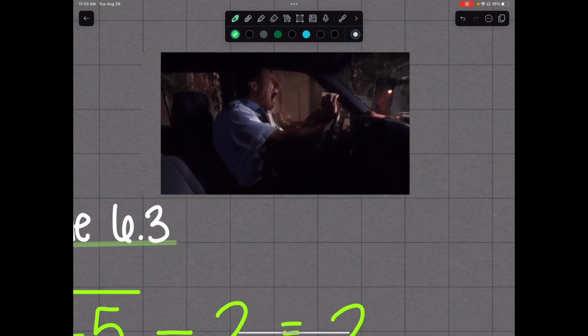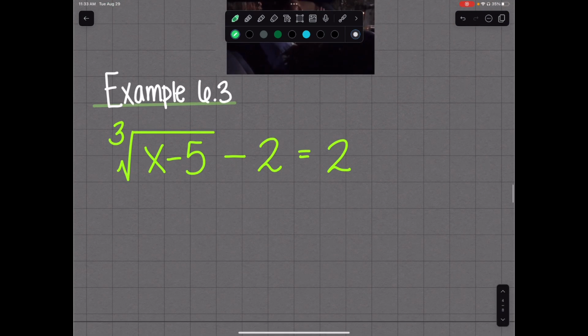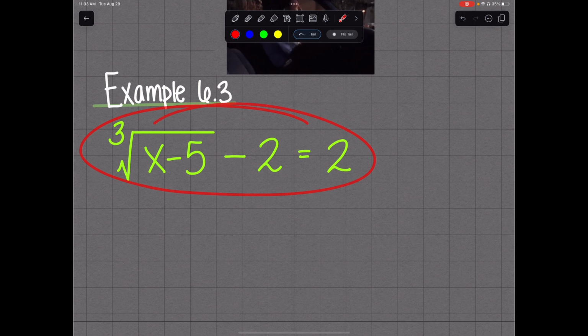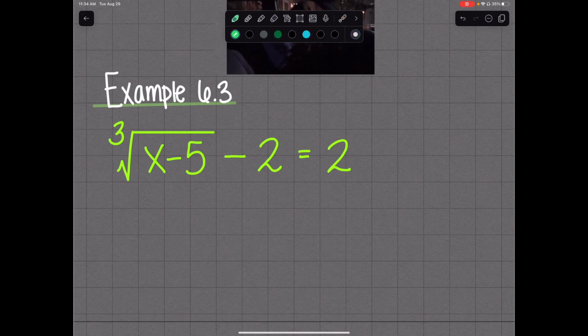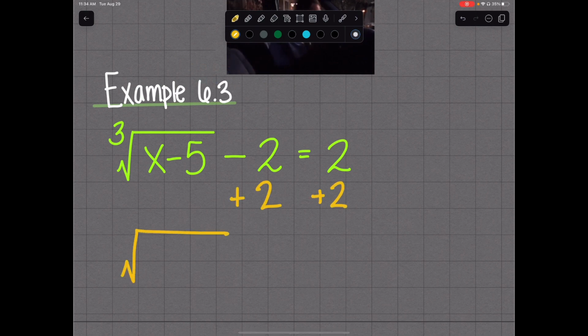We're going to actually try it. Let's do example 6.3. If we got an equation that looks like this, we want to get rid of this guy to make it a little easier. Step 1 is to isolate the radical. That means put it on one side of the equation by itself. So let's get rid of that too. Now we have x minus 5, but it's the cubed root, is equal to 4.